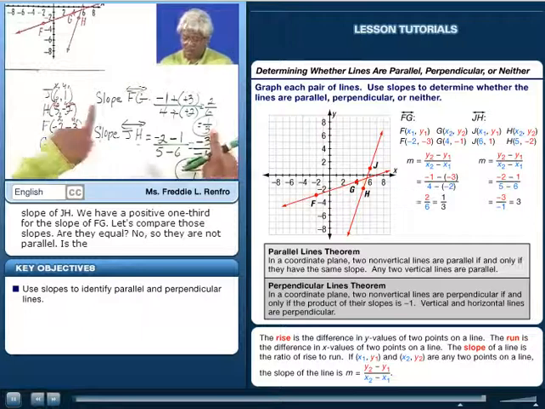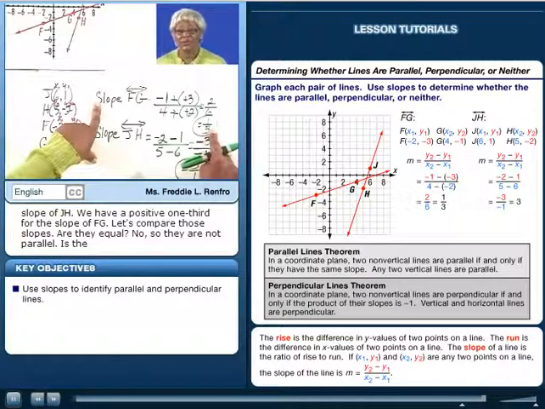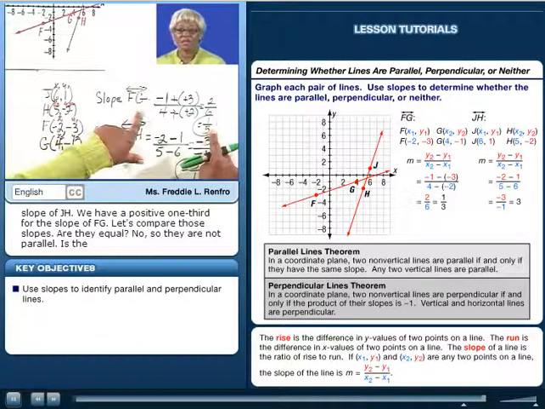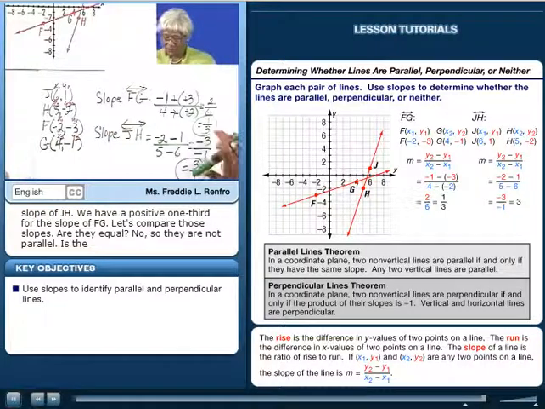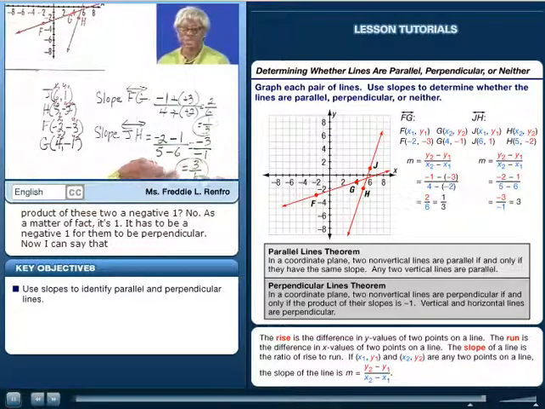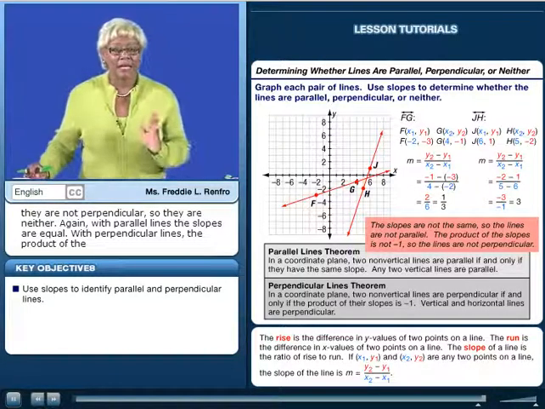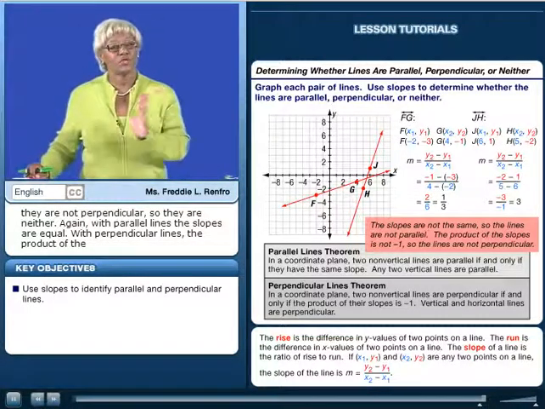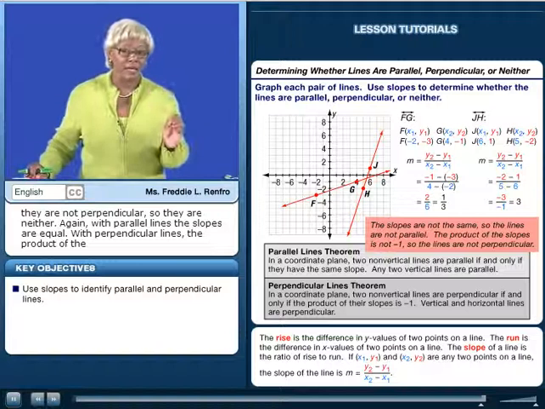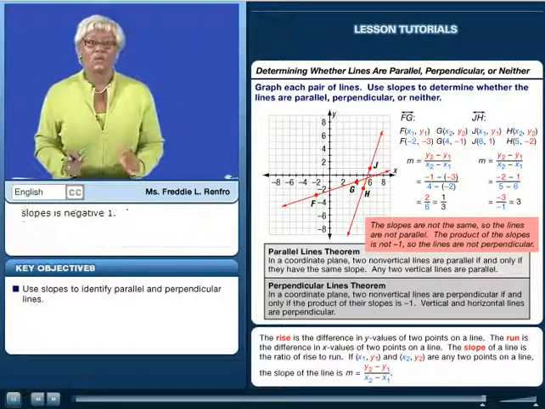We have a positive 1/3 for the slope of FG. Let's compare those slopes. Are they equal? No. So they're not parallel. Is the product of these two a -1? No. As a matter of fact, it's 1. It has to be -1 for them to be perpendicular. So now I can say they're not perpendicular, so they're neither. Again, for parallel lines, the slopes are equal. For perpendicular lines, the product of the slopes is -1.